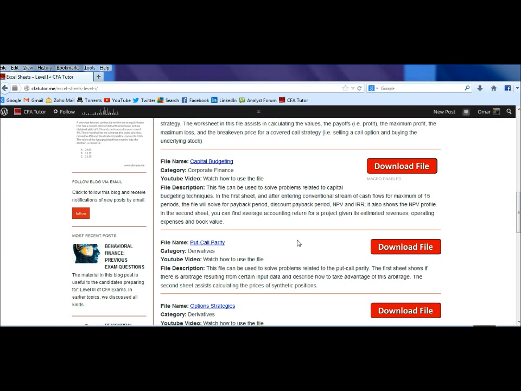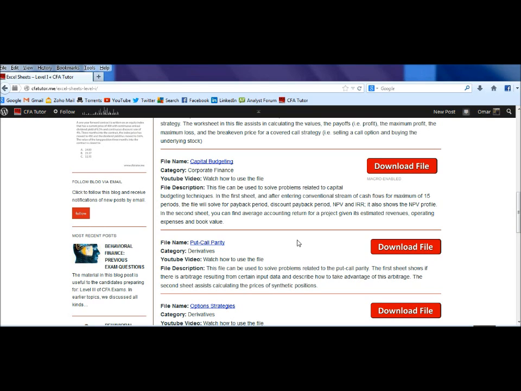So the file allows you to enter conventional stream cash flows. That's the only way in which the methods actually work. And conventional, as you know, if you do the actual reading, means that the cash flows change signs only once during the lifetime of the project, for a maximum of 15 periods. Based on the information that you enter, it will give you the payback period, discounted payback period, NPV and IRR.